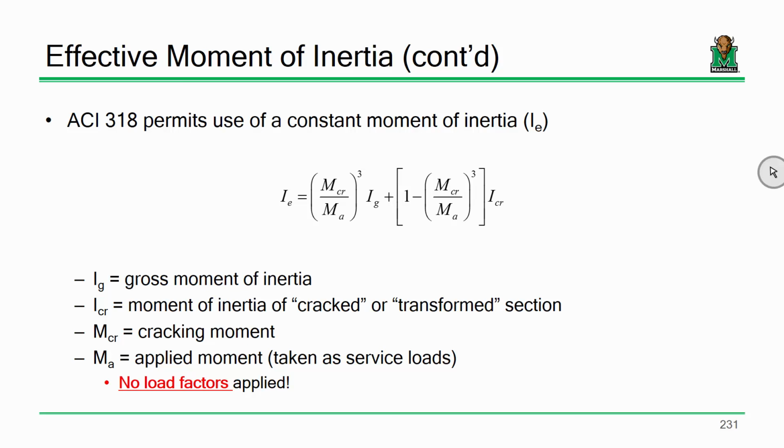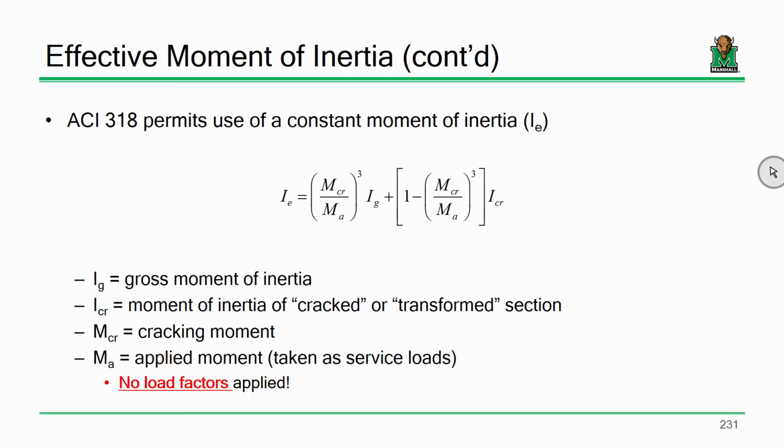Okay? So if you look at it, we basically have a certain portion of the moments times the gross moment of inertia plus the remaining portion times the cracked moment of inertia. So you can almost think of it as like 40% gross, 60% cracked, or somewhere in between. It's not directly linear because it's a function of this cubic expression, but for the most part, that's basically what we're looking at. So this is a function of the gross moment of inertia, the cracked or transformed moment of inertia, the cracking moment, remember that 7.5 squared fc prime, the fr Ig over yt, and then a function of your applied moment.